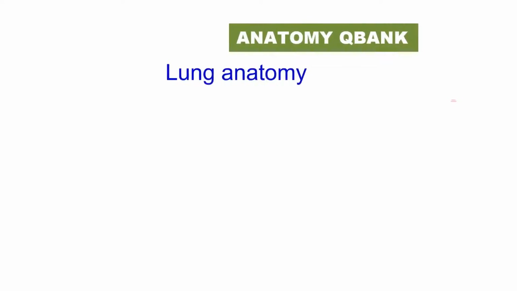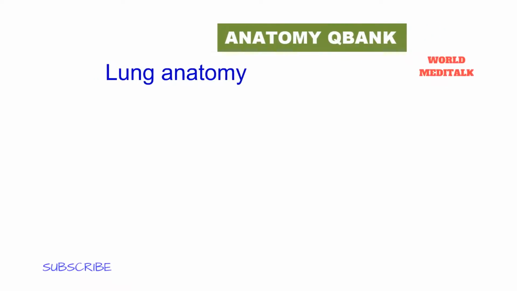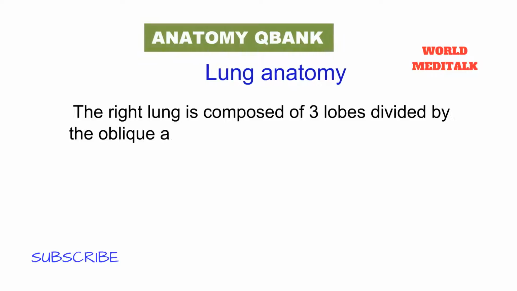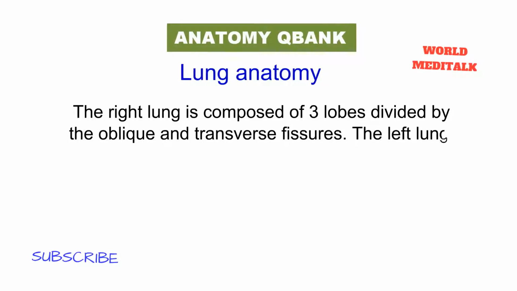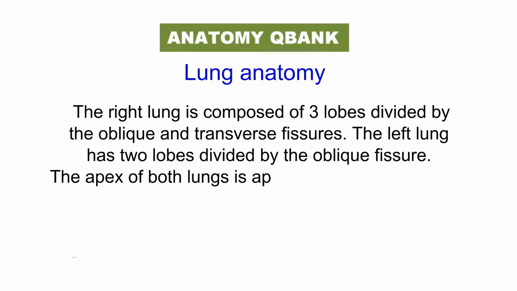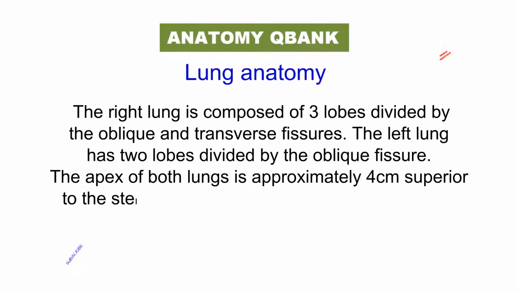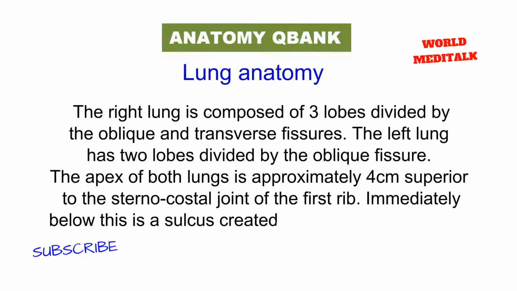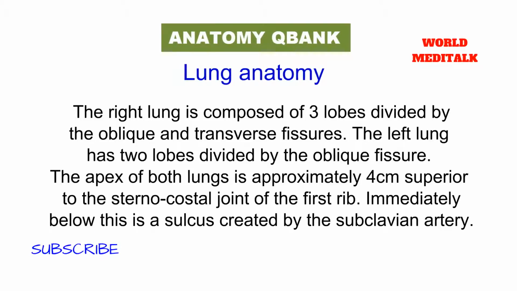Now let's talk a little bit regarding the anatomy. The right lung is composed of 3 lobes divided by the oblique and transverse fissures. The left lung has 2 lobes divided by the oblique fissure. The apex of both lungs is approximately 4 cm superior to the sternocostal joint of the first rib. Immediately below this is a sulcus created by the subclavian artery.